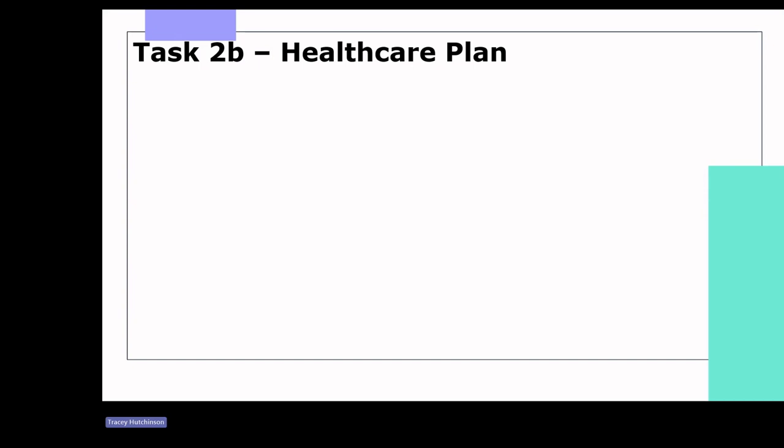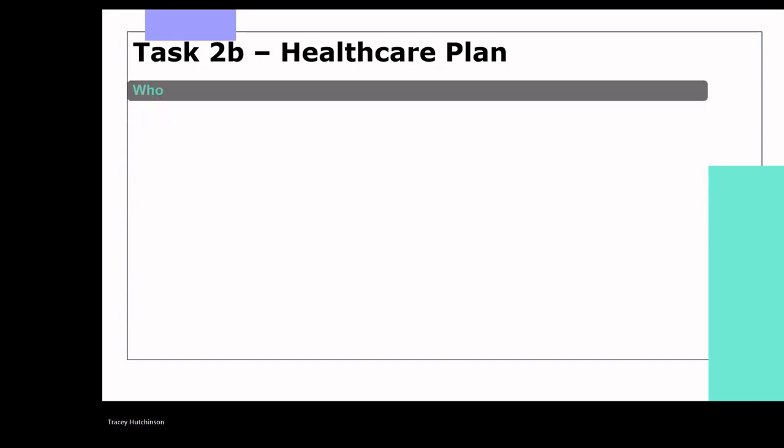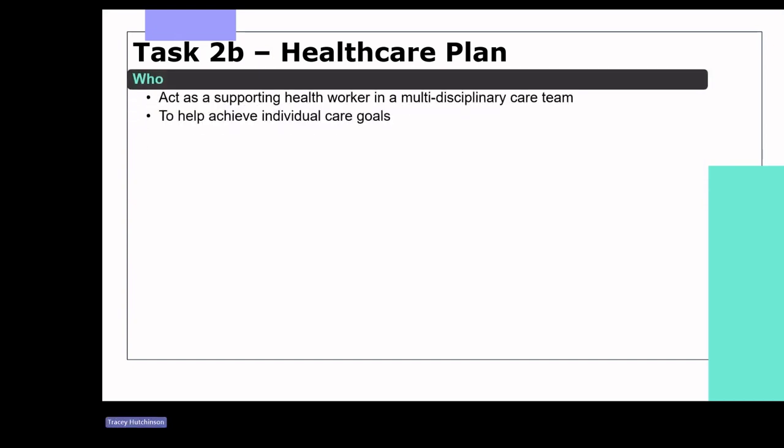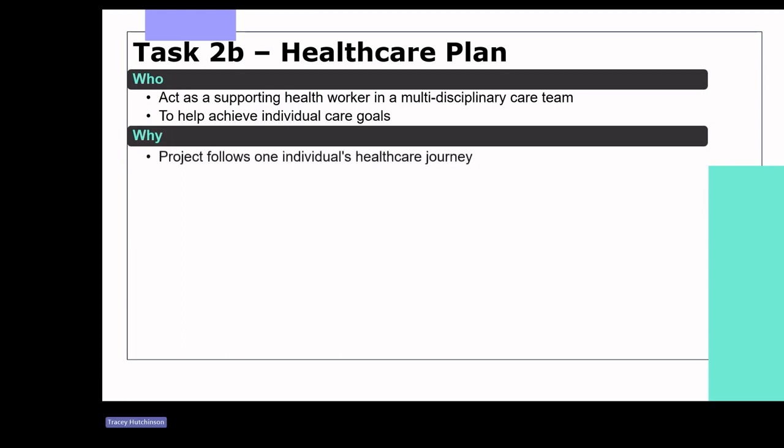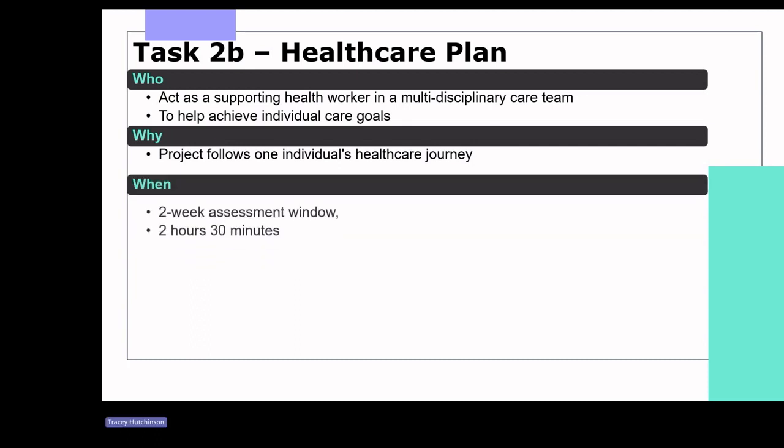Always refer to the most up-to-date guidance. Let's begin with an overview of Task 2B. You continue to act as a support and health worker within a multidisciplinary care team, aiming to help achieve individual care goals. This task is part of a broader project that follows one individual's healthcare journey. Task 2B occurs within a 2-week assessment window and requires approximately 2 hours and 30 minutes to complete.